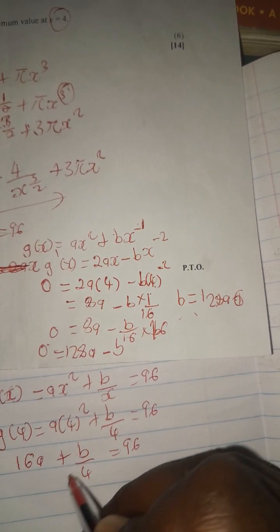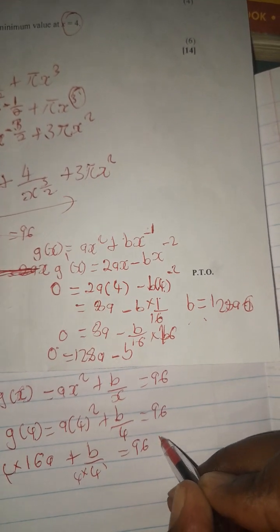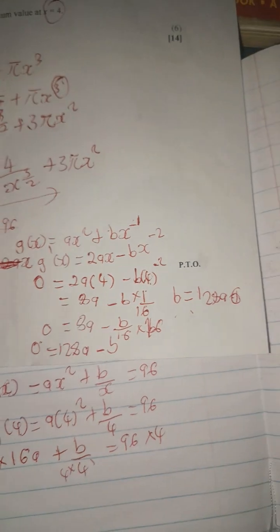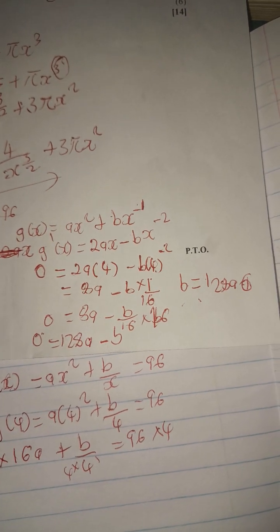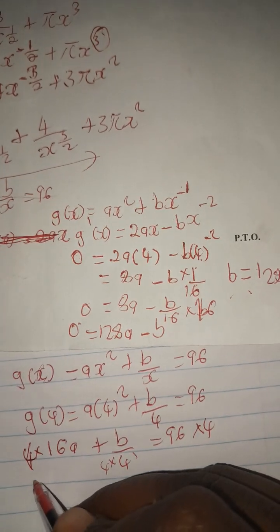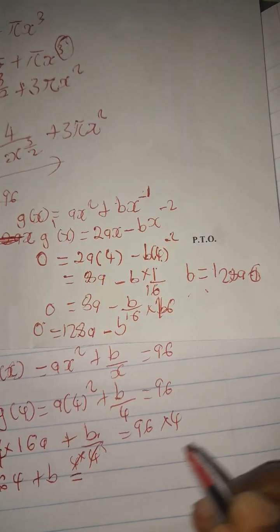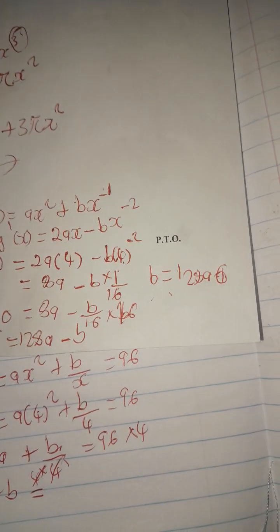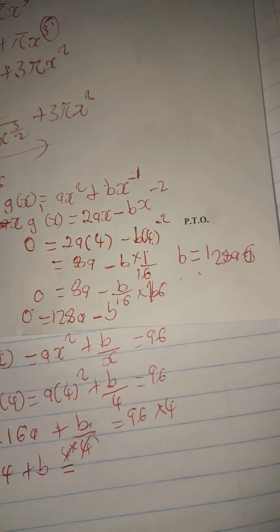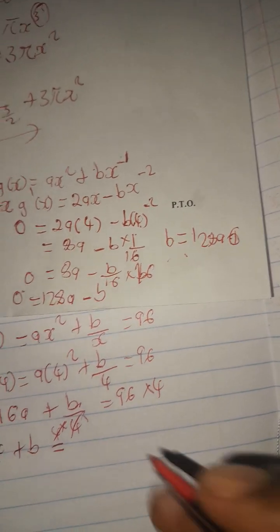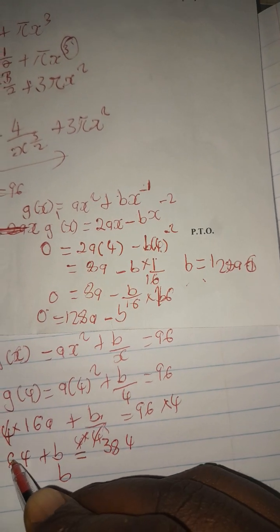So best way, let's get rid of the fraction. Multiply everything by 4. Whatever you do on the left hand side must be done on the right hand side. So 16a multiplied by 4 will be 64a, and the 4 cancels, so we're left with plus b there. From here you have 96 times 4, that's 384. So best way is to take 64a to the other side.